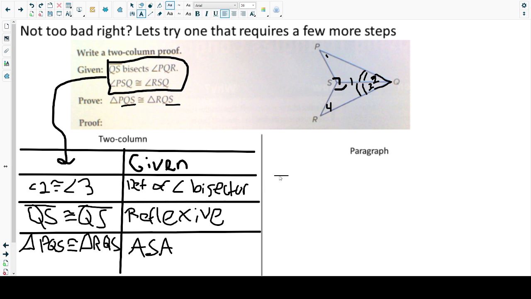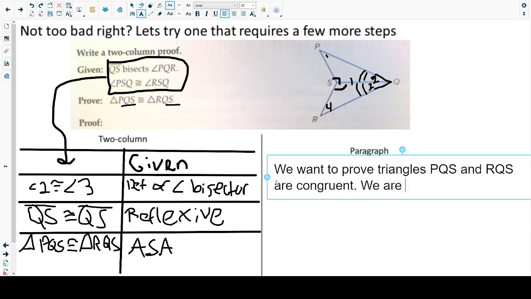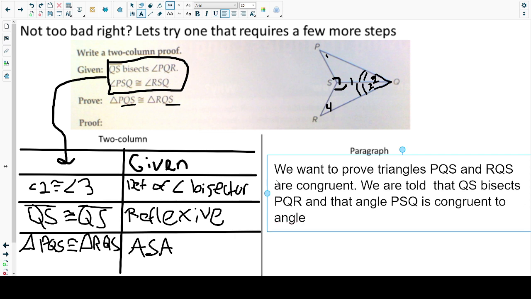So how do we translate this into paragraph form, right? Hopefully this doesn't run off the page, or at least hopefully not much. So once again, we start with our given and stating the problem here, right? So we want to prove triangles PQS and RQS are congruent. We are given that QS bisects PQR and that angle PSQ is congruent to angle RSQ.